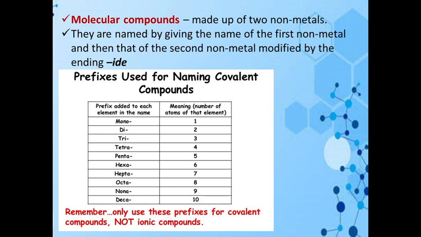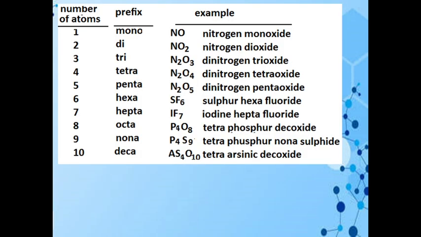Okay, so for examples, we have the number of atoms, the prefix that we use, and the examples. For molecular compound number 1, we have nitrogen monoxide. Why? Because nitrogen monoxide is composed of only one nitrogen and one oxygen. Next, dinitrogen dioxide or nitrogen dioxide: nitrogen 1 and dioxide 2, so 2 oxygen.